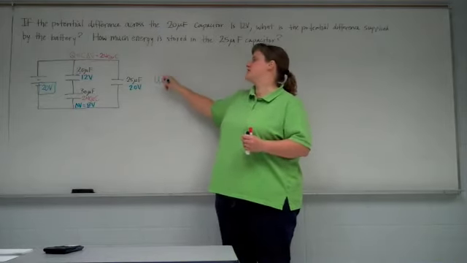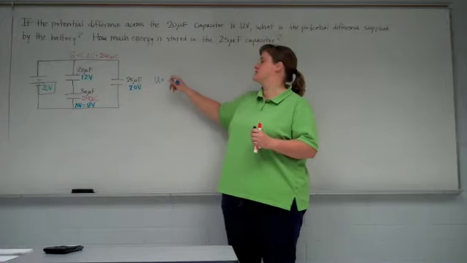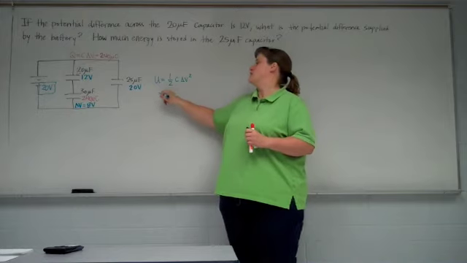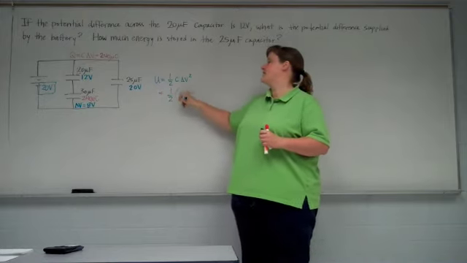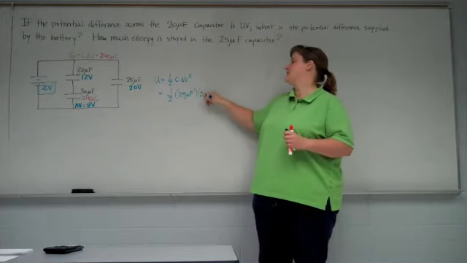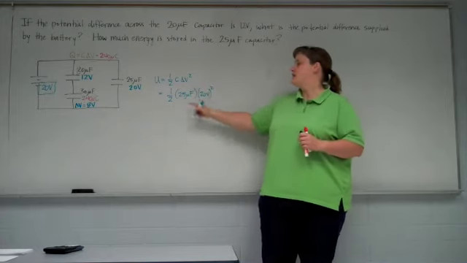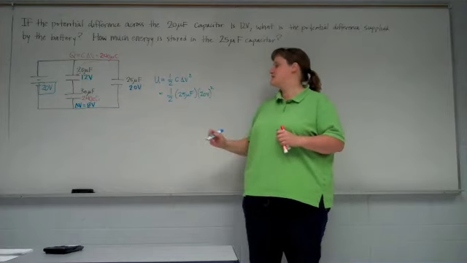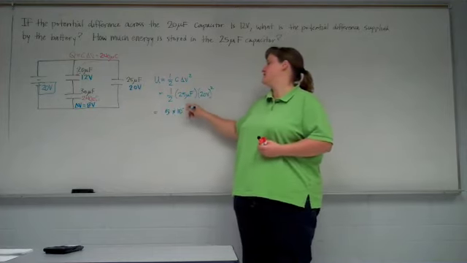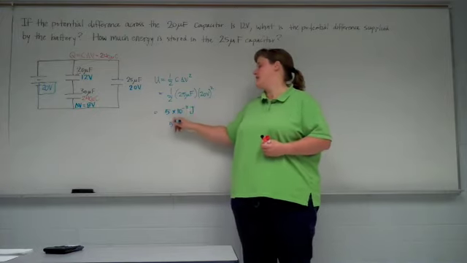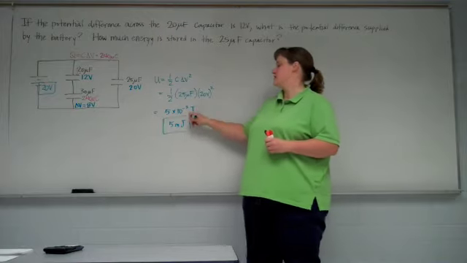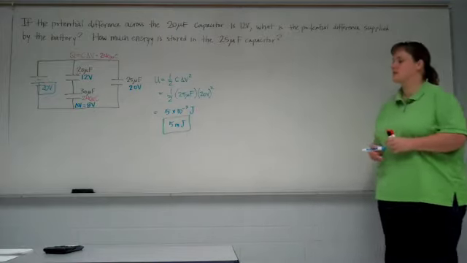We wanted the energy that's stored, so energy is U, so 1/2 C delta V squared. We know the capacitance is 25 microfarads. Voltage is 20 volts. We need to square that. Putting in 10 to the negative 6 for micro, we get 5 times 10 to the negative 3rd joules, or 5 millijoules would be the amount of energy stored by the 25 microfarad capacitor.